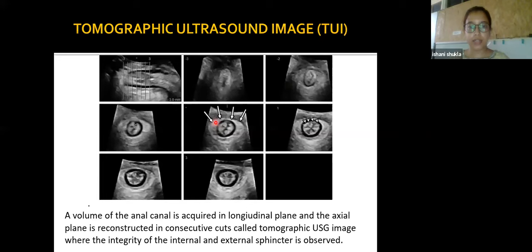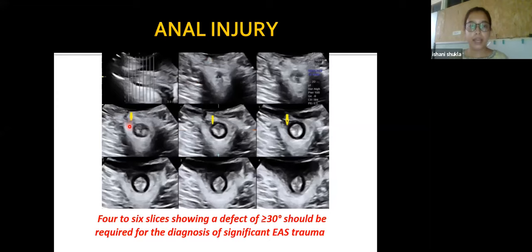In this case of anal injury, here we can see there is a hypoechoic area in the echogenic external sphincter muscle, which is seen in sequential four sections, and it is more than 30 degrees. So this is a case of injury to external anal sphincter. At least 4 to 6 sequential slices showing a defect of more than 30 degrees should be required for diagnosis of significant external anal sphincter trauma.